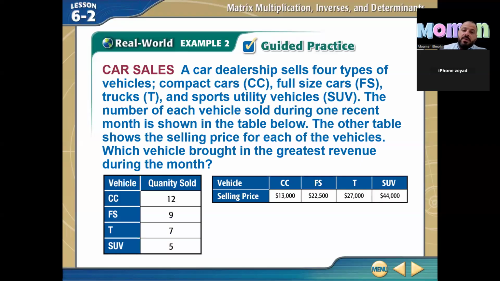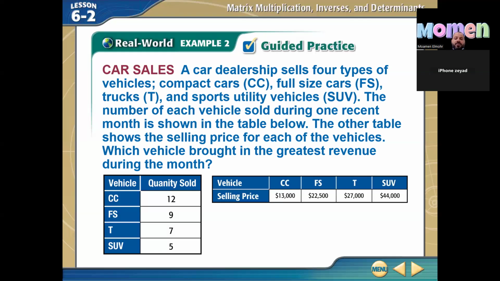Guided practice, the same. We have a car dealership that sells 4 types of vehicles: compact car CC, full size FS, trucks T, and sports vehicles SUV. The number of each vehicle sold during a recent month is shown in the table below. The other table shows the selling price of each vehicle. Which vehicle brought in the greatest revenue during the month?